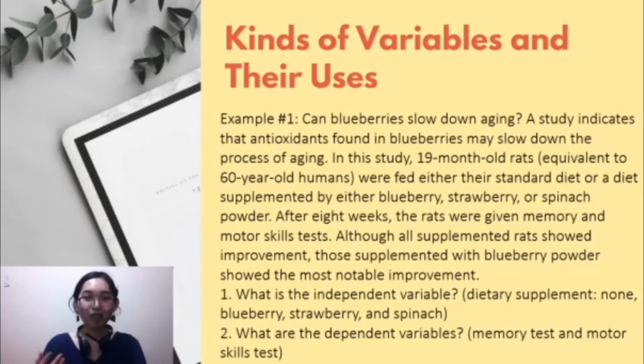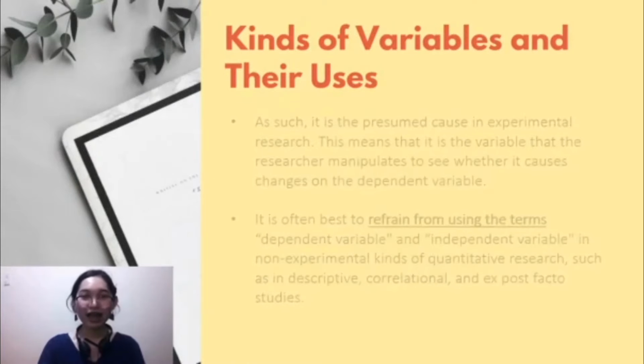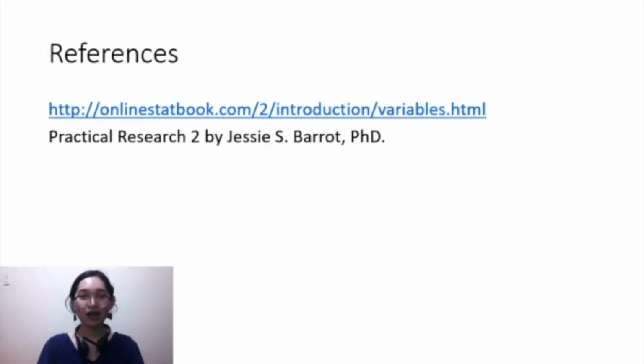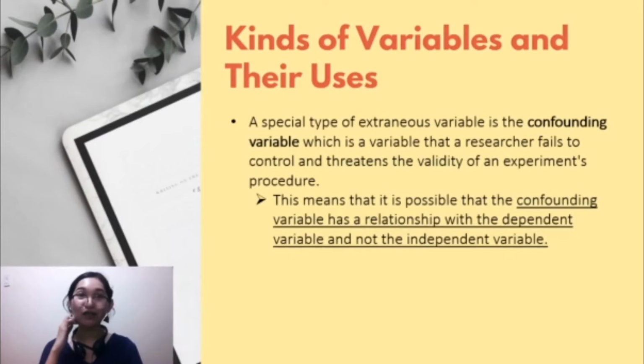So, maaaring mas mataas yung result nila kasi innate or nasa kanila talaga na matalas yung memory nila compared to the other groups. Hindi dahil sa blueberries, but dahil innate or nasa kanila na talaga yung ganong skill. Alright? Kaya, it could affect the results. That's why you need also to consider the extraneous variables or the confounding variable that is part of your study.